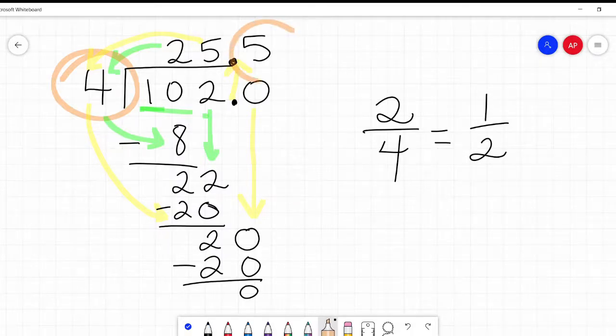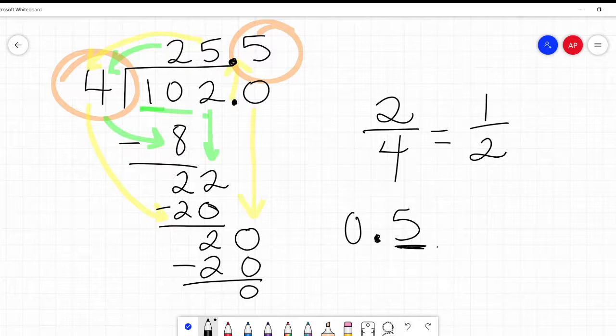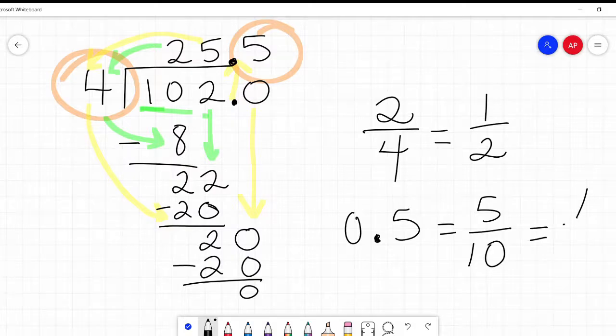Well, what does this mean? This 0.5. Everything after the decimal, we have a tenths place, a hundredths place, and a thousandths place, and so on. Just like if we're going this way, we have ones, tens, hundreds. So this is the same as 5/10. And we can simplify that to 1/2. So they are saying the same thing. Remainder of 2, or 2/4, is the same as 1/2, and 0.5 is the same as 1/2.